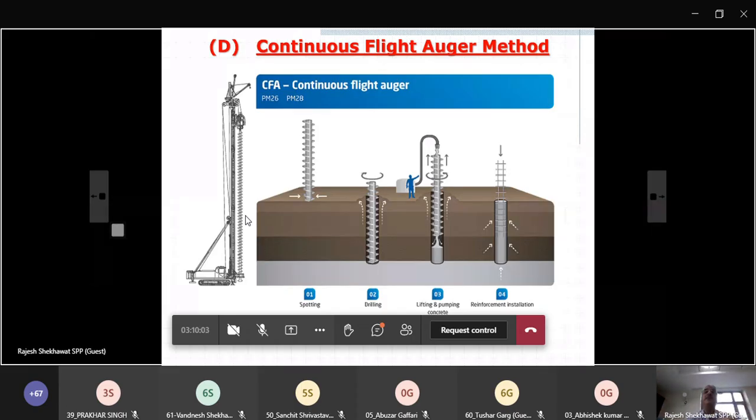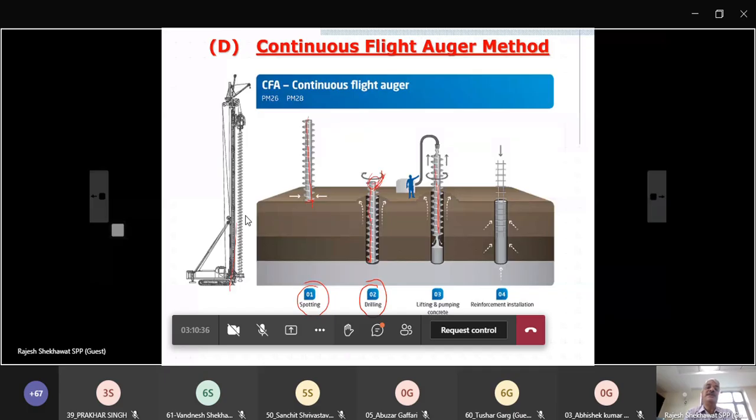So there can be many techniques in CFA also. Basically the CFA name is because you do boring using it. This is one of them. Let us say this is your CFA. So using this CFA, first you put the CFA at your required spot, so spotting. Then this rotates. In that process it goes down. The bored material comes out from here. So you do drilling. Then this is hollow stem CFA, so through the stem of the CFA, it can be solid stem CFA as well.